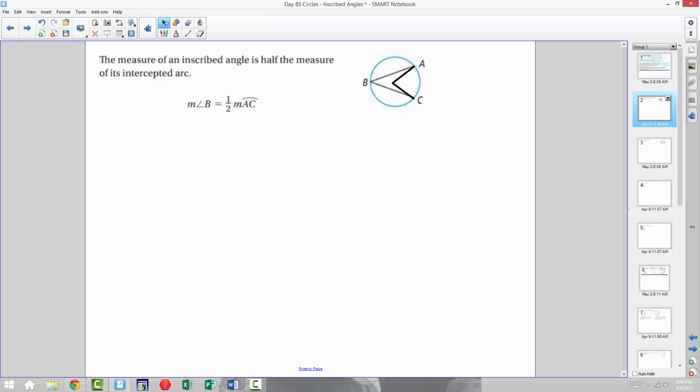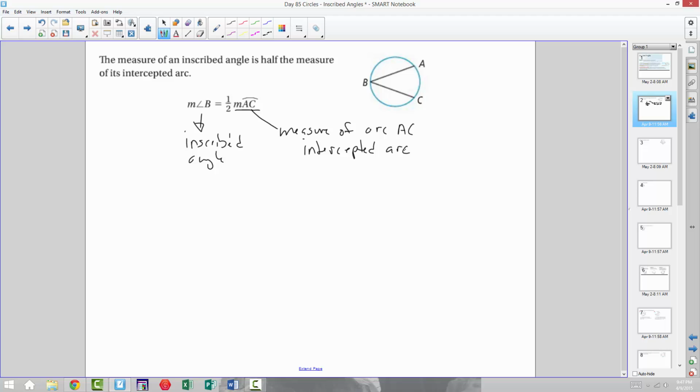So that's how we know that it's going to be half the intercepted arc. Angle B is the inscribed angle, therefore the intercepted arc is AC. So I know that the inscribed angle is half of its intercepted arc. This is the inscribed angle, and this is the measure of arc AC, the intercepted arc. So if this is 100, this would be 50 degrees, because remember that arc measures are in degrees, not in feet or centimeters. And you can go vice versa. If I tell you that angle B is 30, I know the arc measure will be 60.